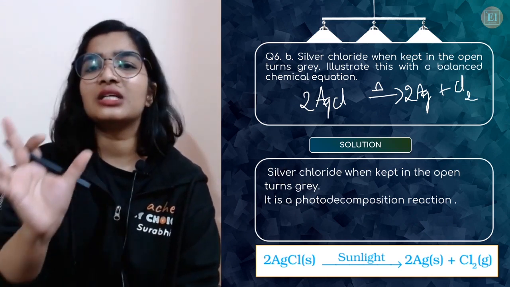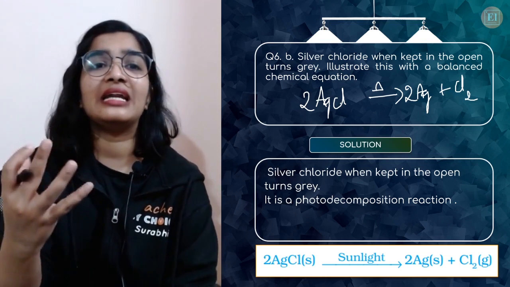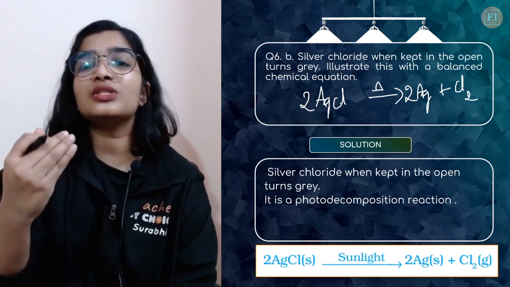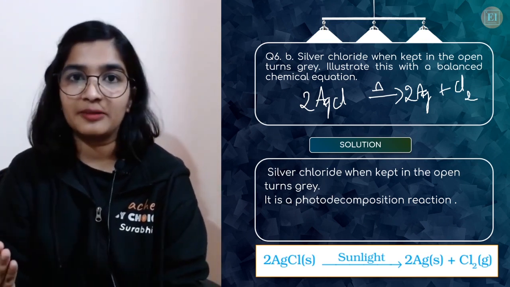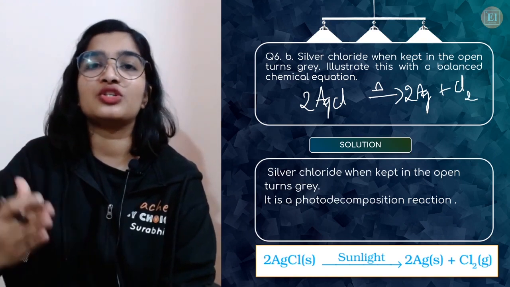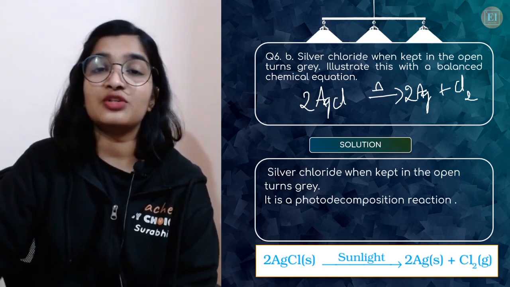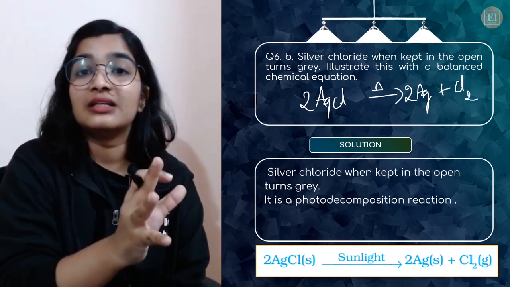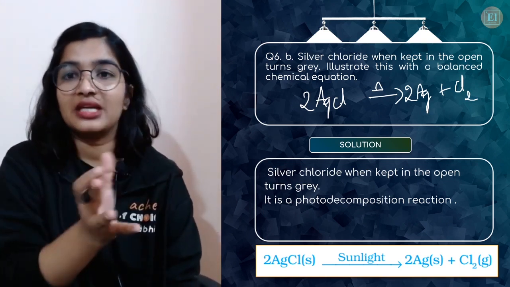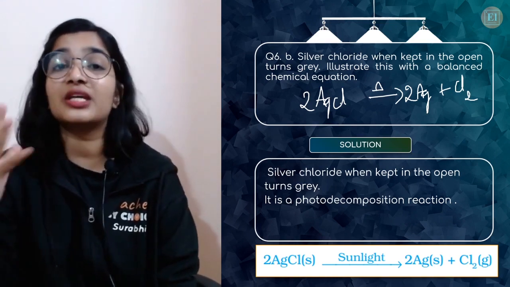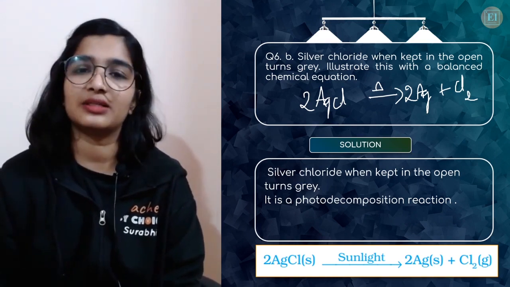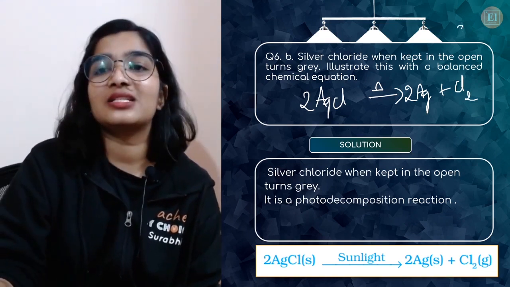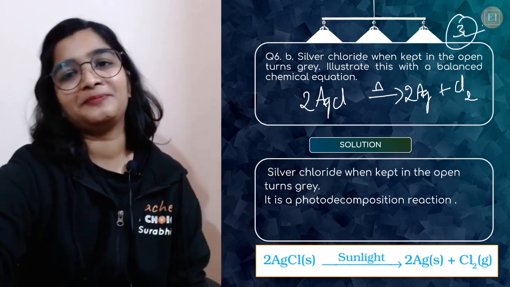So just write the balanced chemical equation, and as this is for 3 marks, also write what is happening. There will be photo decomposition of silver chloride, and there will be formation of silver and chlorine gas evolved. That is the reason silver chloride kept in the open turns grey, because of the formation of silver. That is it. You will get 3 marks easily.